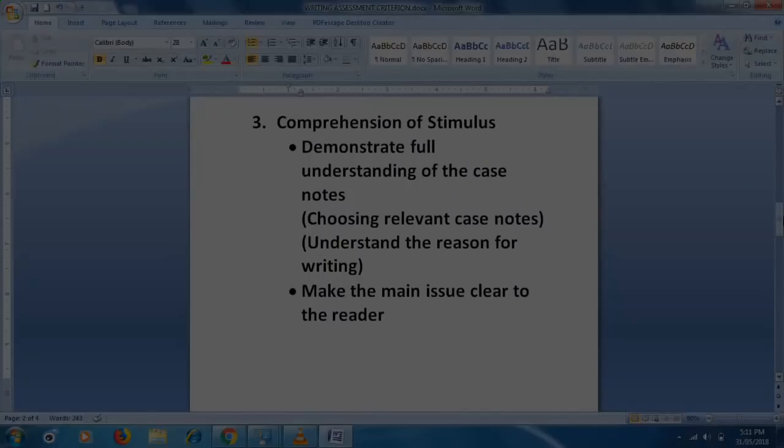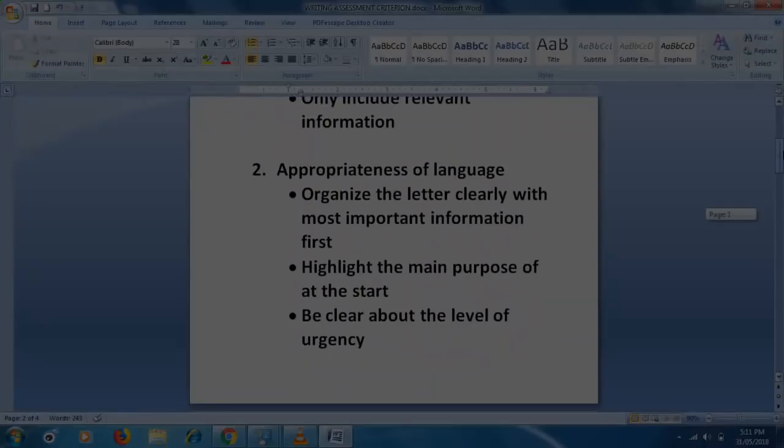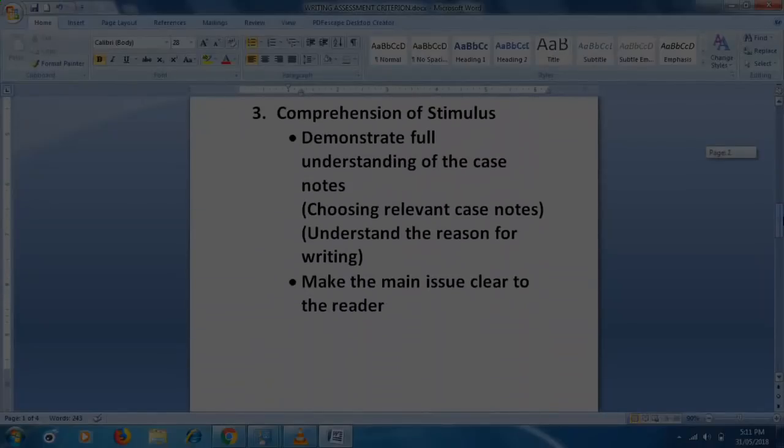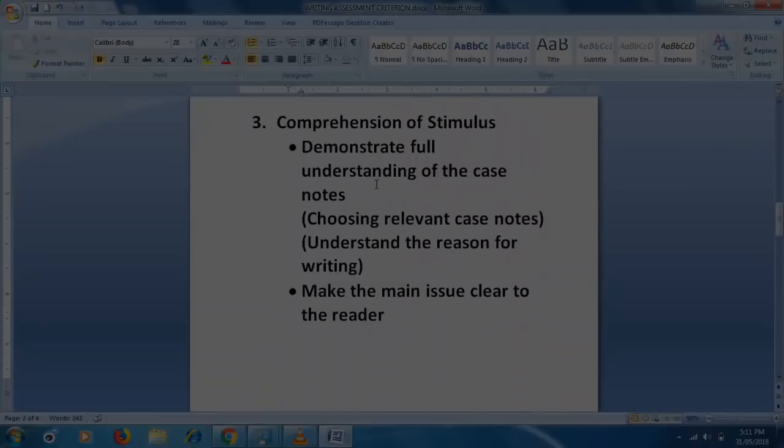The first point is demonstrate full understanding of the case notes, and this is something which is reflective of the previous criteria. So the previous criteria outlined the importance of organizing the letter clearly with the most important information being written first. So comprehension of stimulus again reinforces this. You have to demonstrate understanding of the case notes by picking out the main issue and picking out what's the presenting issue, what's the primary information, highlight that first, and then move on to other secondary information.